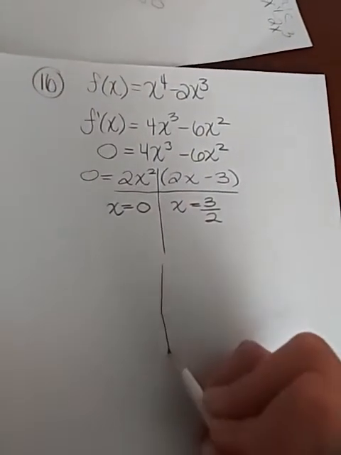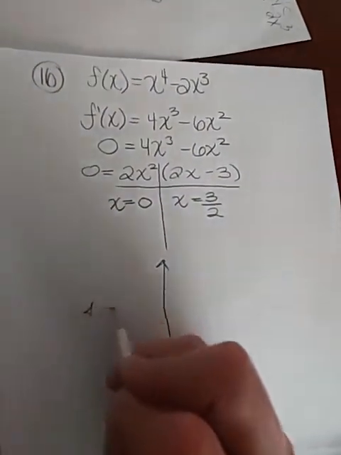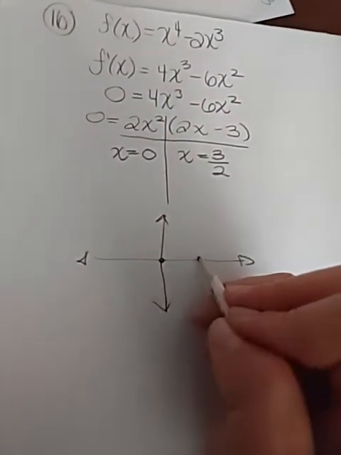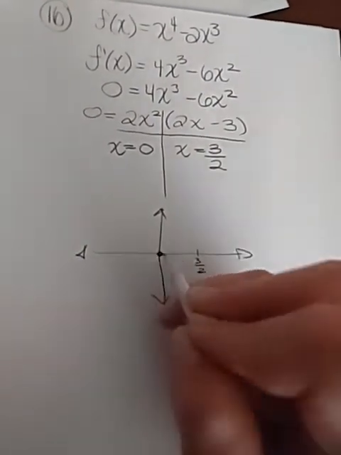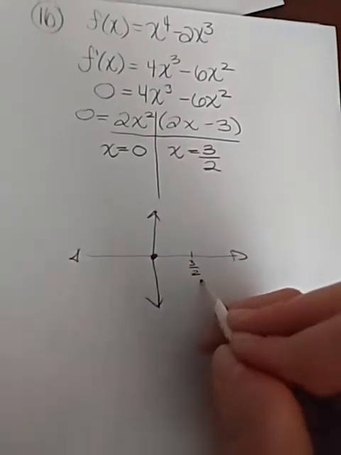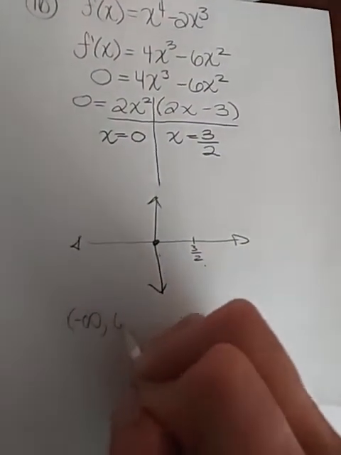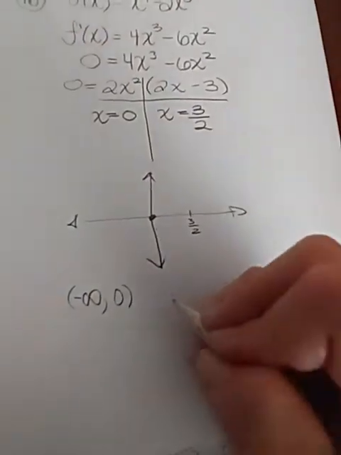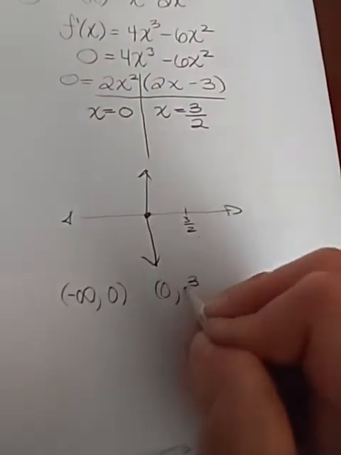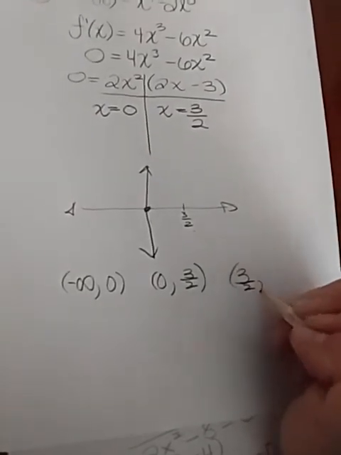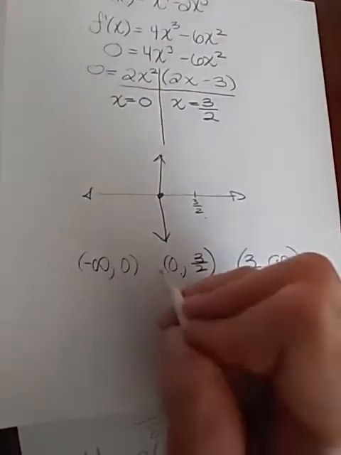All right, so now my number line is broken up into 3 separate intervals. We got 0, we got 3 over 2. So the first interval we're looking at is negative infinity to 0. The second interval is 0 to 3 over 2, which is 1.5. And then 3 over 2 to positive infinity.